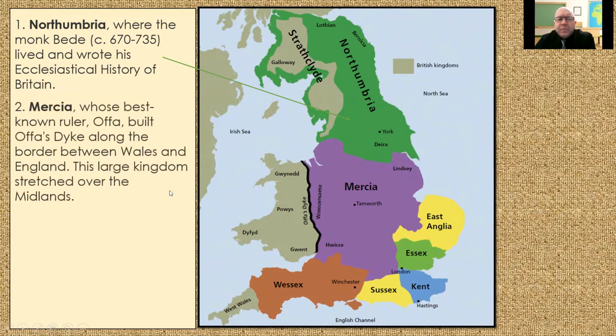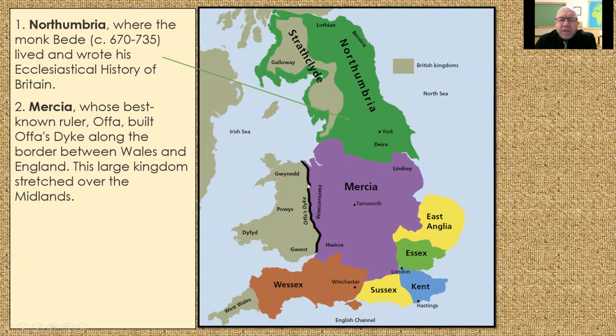Next, we get to Mercia. Their best known ruler was a man called Offa, and he built Offa's Dyke along the border between Wales and England. And this large kingdom stretched over the Midlands. Now, Offa's Dyke is this black line here, and it was a really long mound of earth. Basically, he created a natural wall between his kingdom of Mercia and the Celts in Wales. And it just made protecting his border that little bit easier.